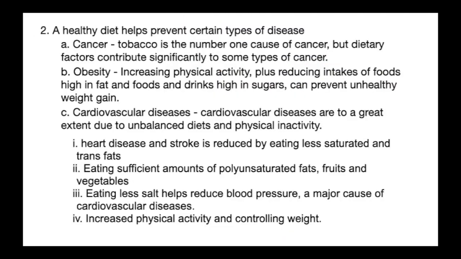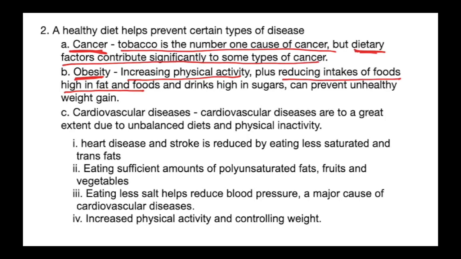So a healthy diet helps prevent certain types of diseases. For example, we all know cancer, and tobacco is linked to cancer, of course. Number one cause of cancer. But dietary factors contribute to some types of cancer. Another issue is obesity. If you increase your physical activity, you can decrease obesity. Plus, if you reduce intakes of foods that are high in fat and sugar, you can prevent unhealthy weight gain.